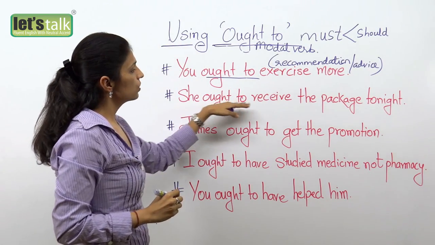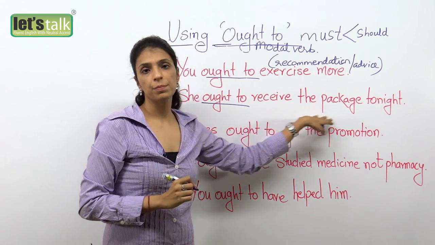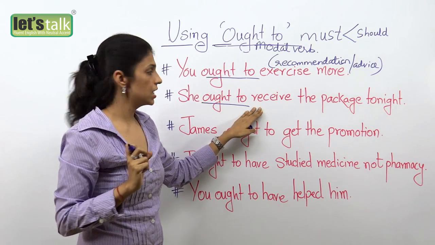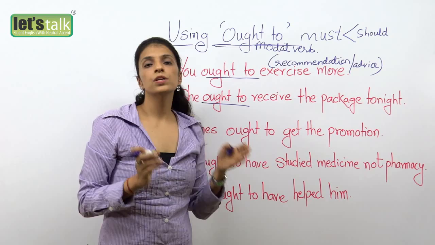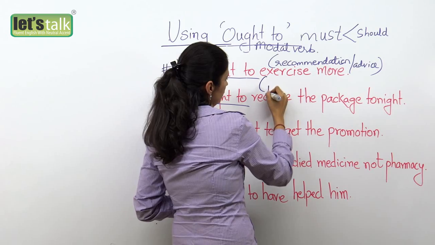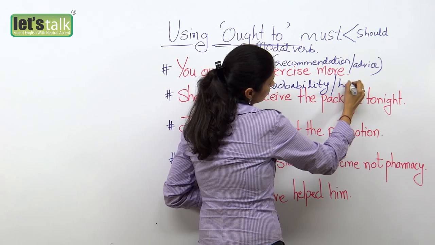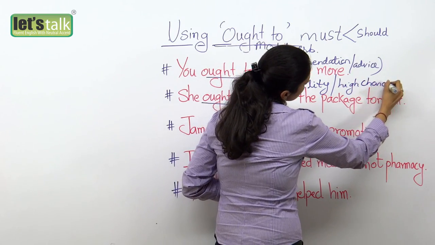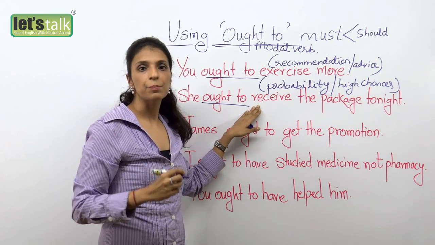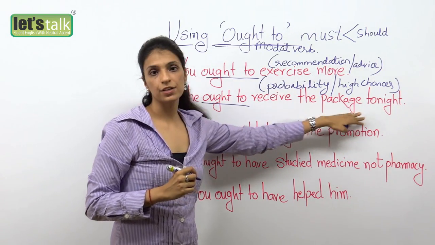Okay. The next one, she ought to receive the package tonight. Now when I say she ought to receive the package tonight, that means there are great chances or there is a probability of her receiving the package tonight. So when you want to say something is a probability, you can go ahead and use ought to. So remember, when you want to say there is a probability of something happening or there are greater chances, go ahead and use ought to. So she ought to receive the package tonight.